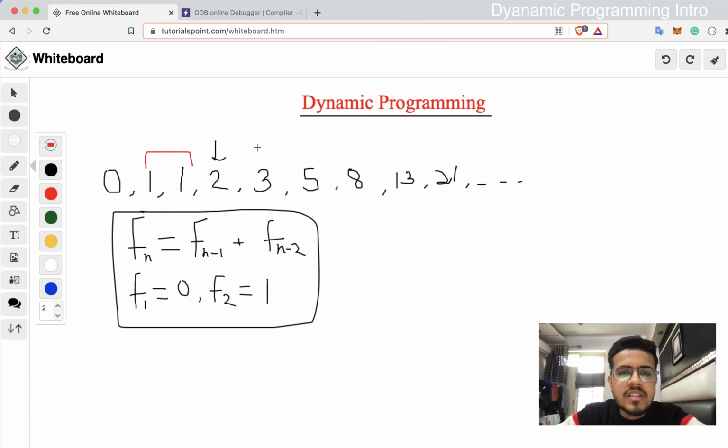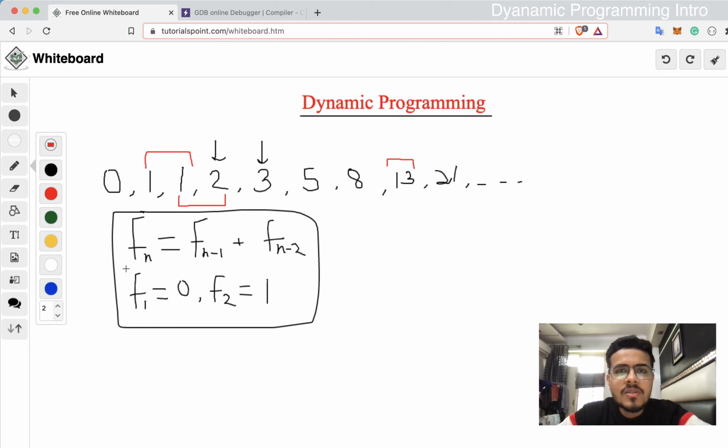Similarly, if you consider this 3 over here, this is nothing but the sum of these two Fibonacci numbers, that is 1 and 2. And accordingly, the other numbers are also computed in this way. Like if you see this 13 over here, this is the sum of 5 plus 8. So this is what the Fibonacci number sequence looks like. And this is the recursive formula behind it.